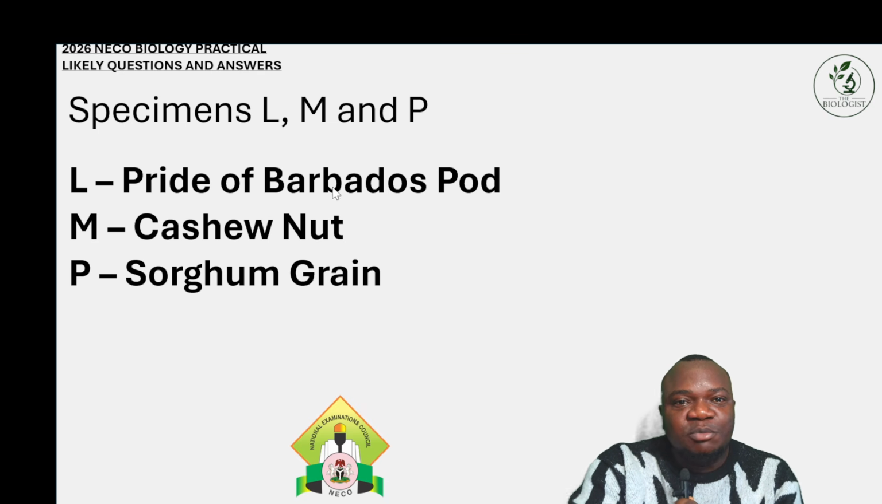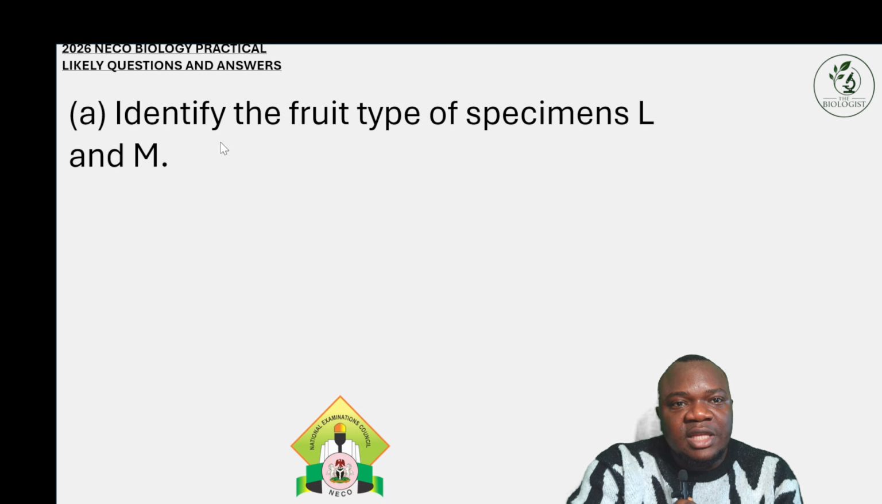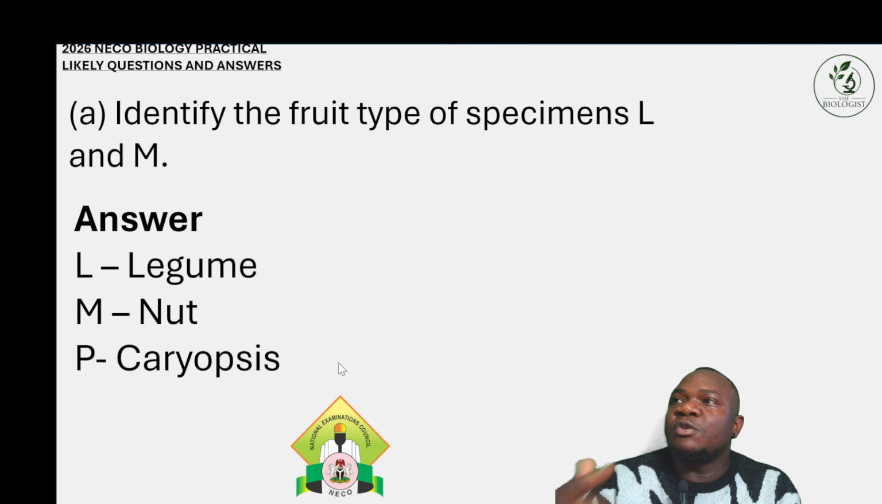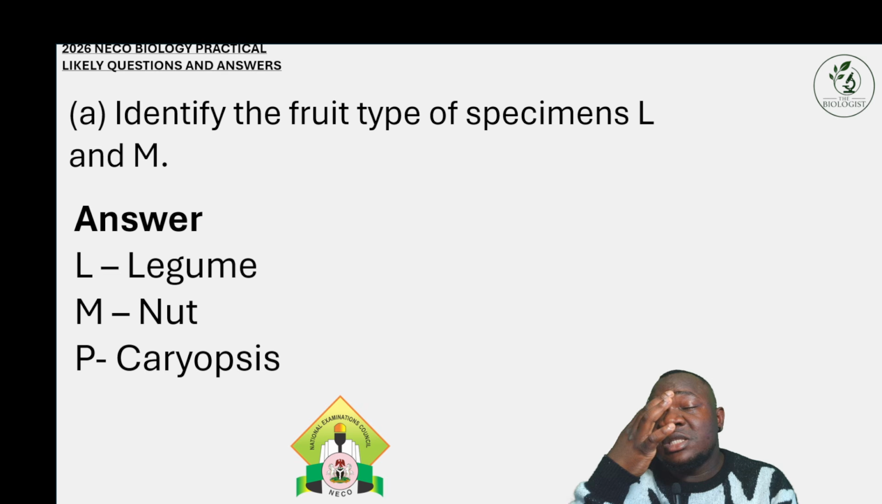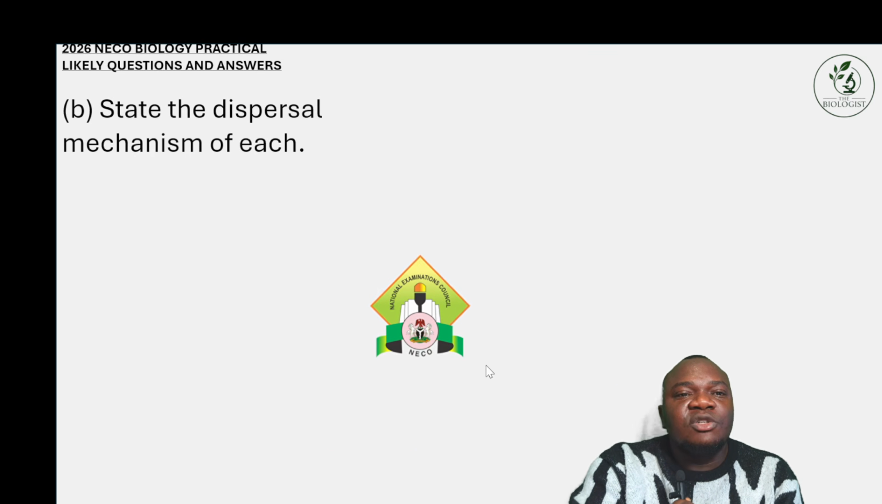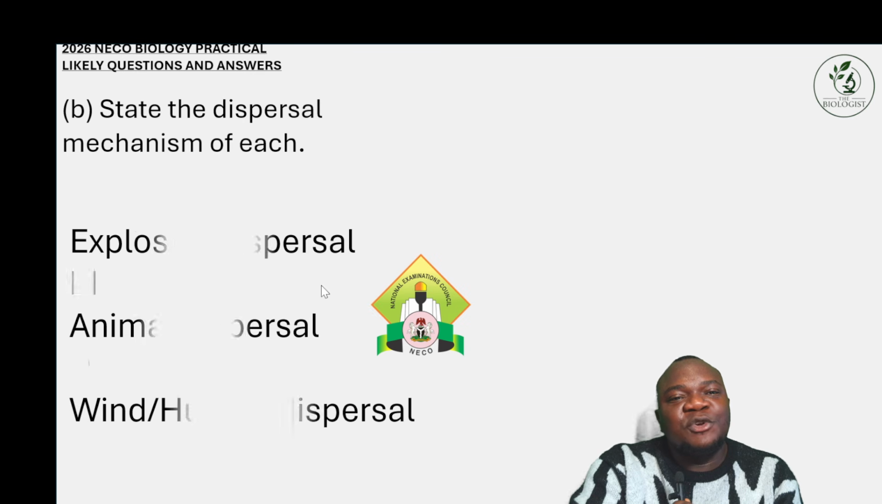So the L is Pride of Barbados Pod, M is Cashew Nut, and P is Sorghum Grain. Okay. Then identify the fruit of each of these specimens. So the L is legume, M is nuts, P is your sorghum, is the caryopsis. All grasses like your maize, they're all caryopsis.